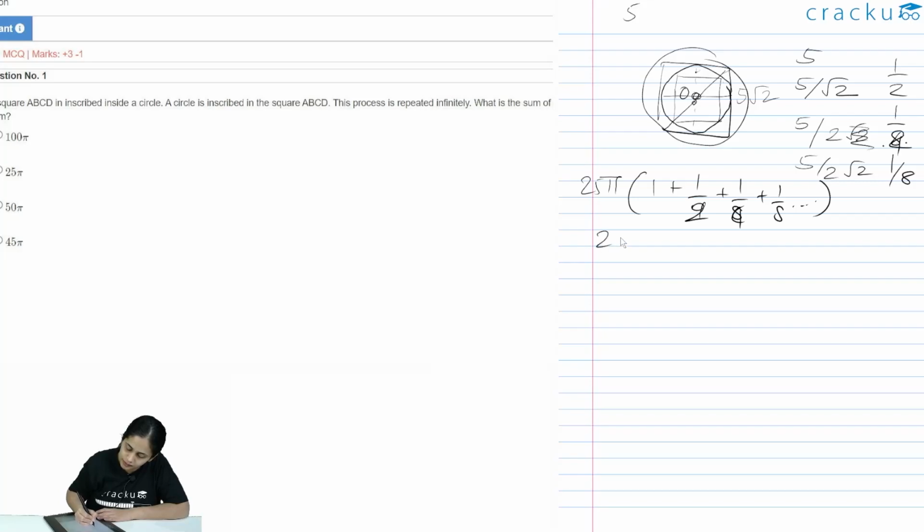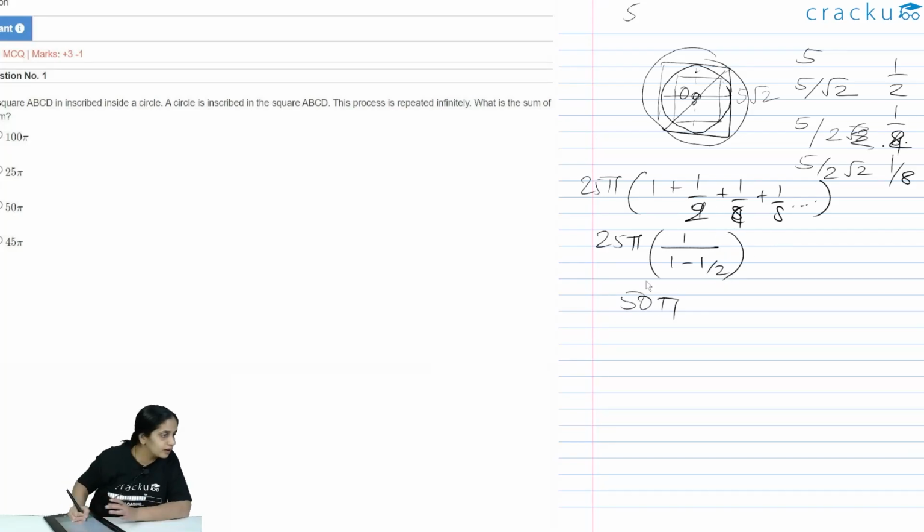So this becomes 25 pi times 1 divided by 1 minus half. So this is 50 pi.